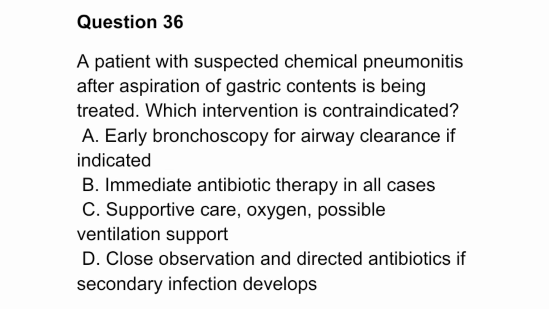Question 36. A patient with suspected chemical pneumonitis after aspiration of gastric contents is being treated. Which intervention is contraindicated? A. Early bronchoscopy for airway clearance if indicated. B. Immediate antibiotic therapy in all cases. C. Supportive care, oxygen, possible ventilation support. D. Close observation and directed antibiotics if secondary infection develops.